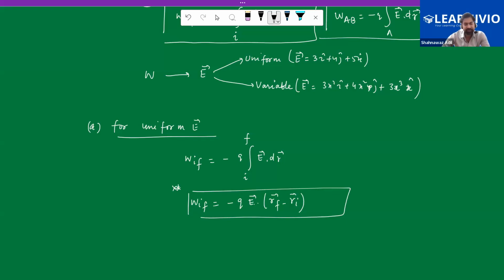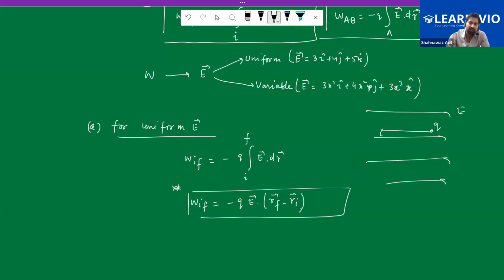Is it clear, guys? Where R F and R I are, sir? Yeah, so R F and R I are the position vectors of these two charges, wherever we are taking this charge. So we have this uniform electric field, right? And in this electric field, we are bringing this charge from here to this point. So that would be the work, right?